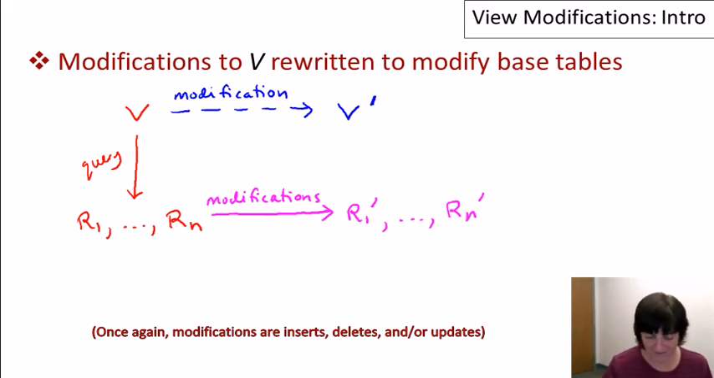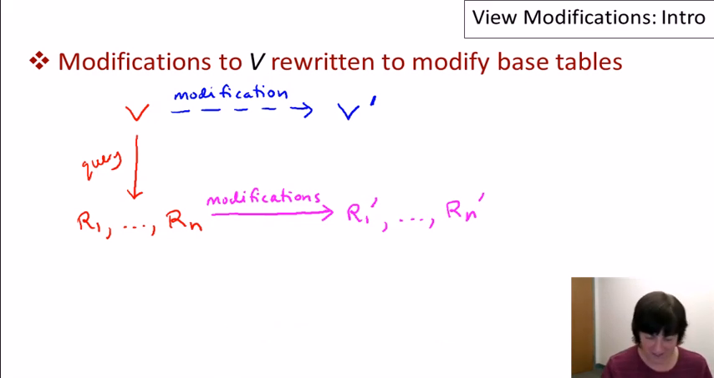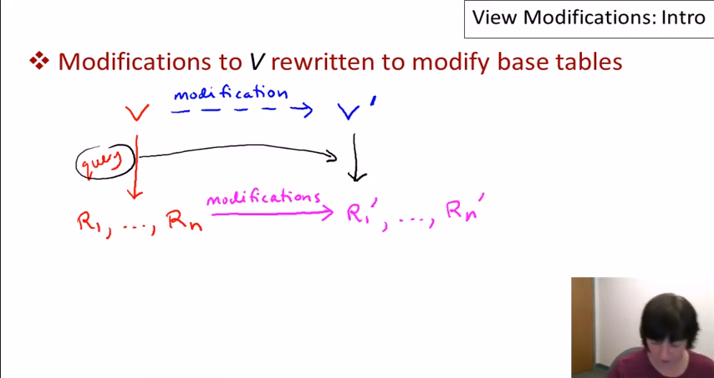And now the idea is that our imaginary V prime then is the result of this same query, V's definition, over the new R1 prime through Rn prime, the updated base tables. So if we can always figure out how to translate this modification up here into the modifications down here so that this square diagram holds, so that the resulting modifications here give us the effect we wanted upstairs, then we're in good shape. So the question is, can we always perform this translation of the modifications so the square diagram holds? And the answer is actually usually yes.